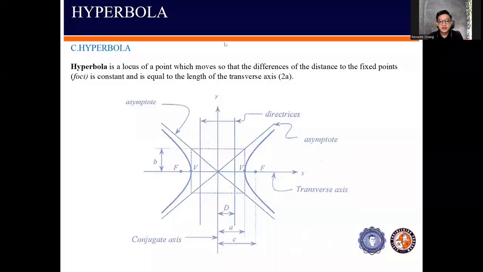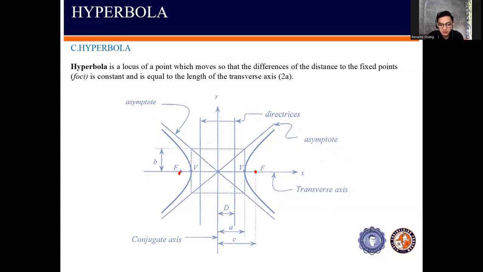So the last figure that can be derived from a conical section is called as hyperbola. So it is a locus of a point which moves so that the differences of the distance to the fixed point, which is our foci, we have here a foci, dalawa, no, is constant and is equal to the length of the transverse axis, which is 2a.